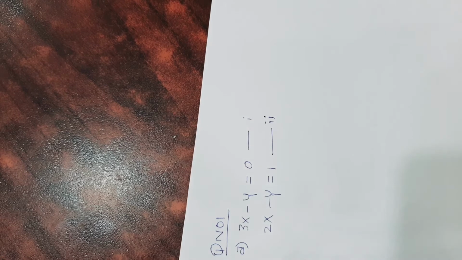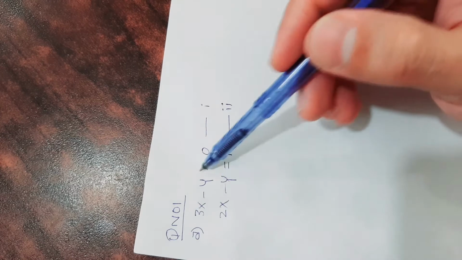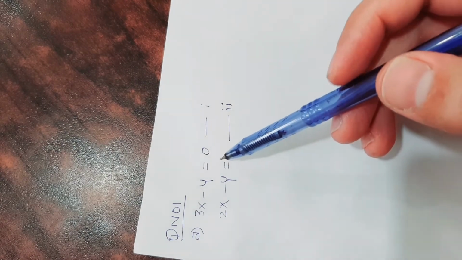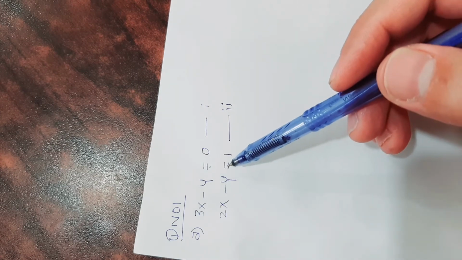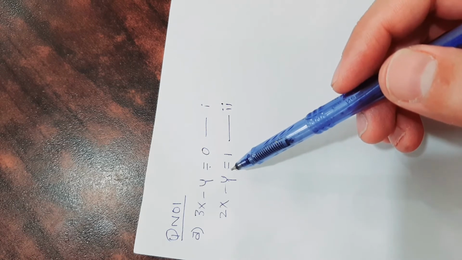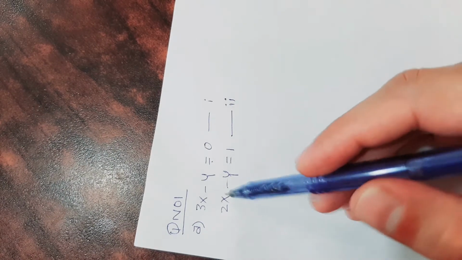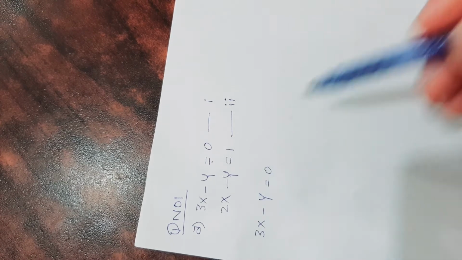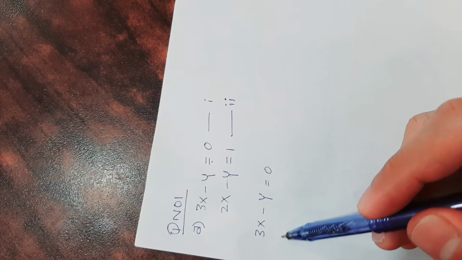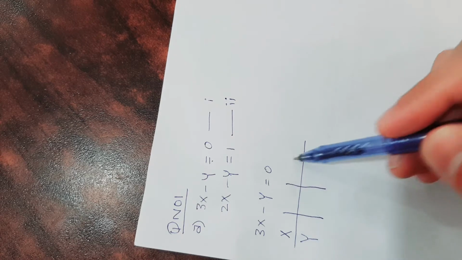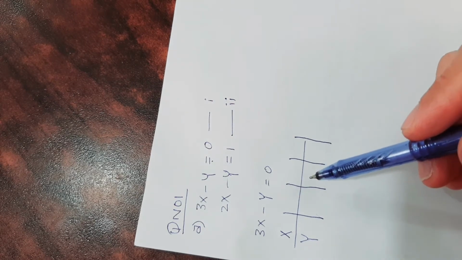So the graphical solution requires the graph for both these equations, and the point of intersection of the graphs of both these equations will be the solution for this pair of simultaneous equations. First of all, draw the graph for 3x minus y is equal to 0, and for that you need to suppose values of x and find the value of y against those values of x.